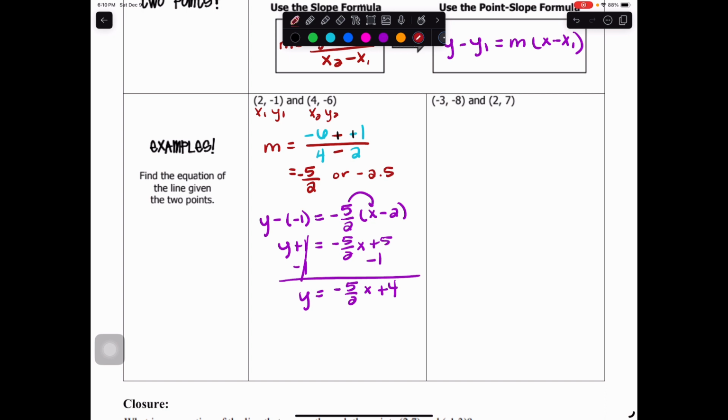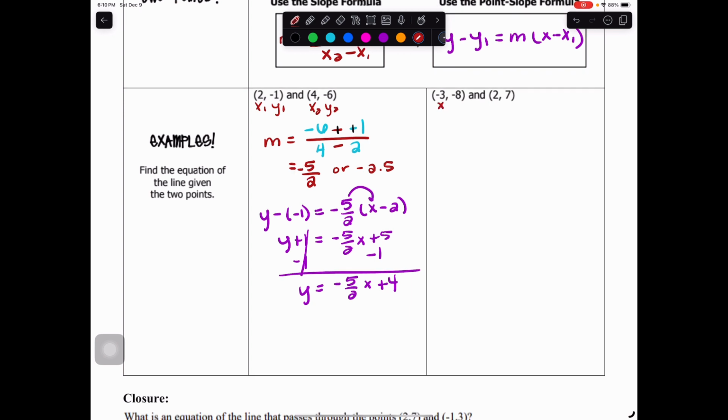So let's do a second example. Once again, we have 2 points, so we need to find our slope. So x1, y1, x2, and y2. And we'll draw our outline for our formula. So then I'm going to plug in my values very carefully here. We know that for y2, we have 7. y1, we have -8. For x2, we have 2. And for x1, we have -3.